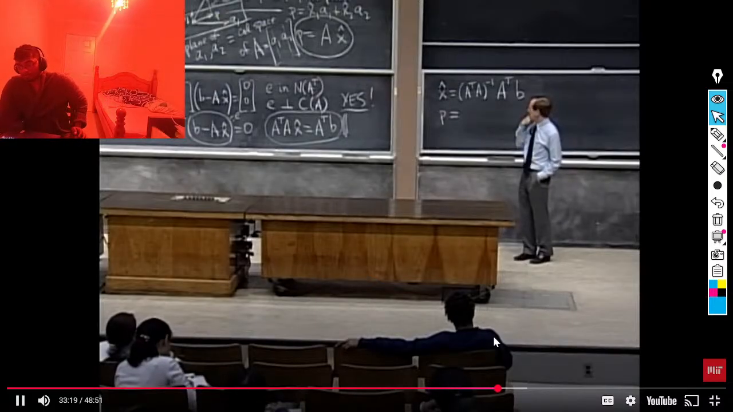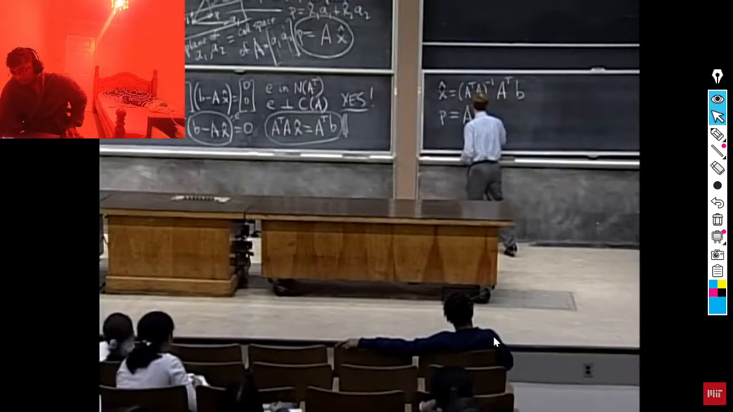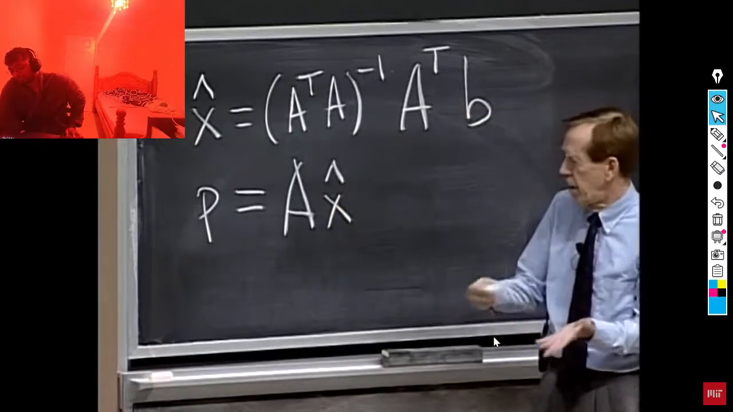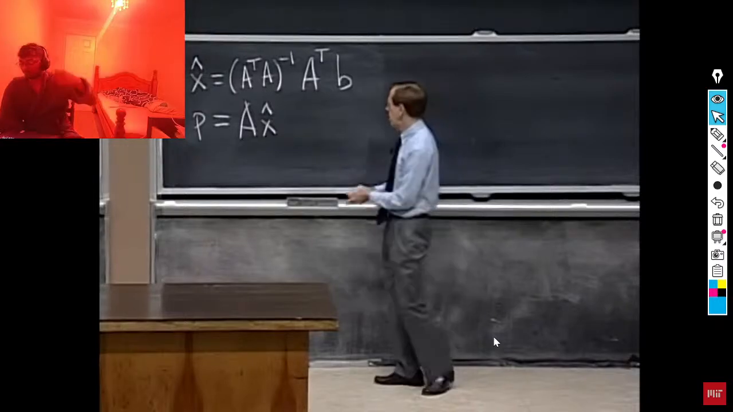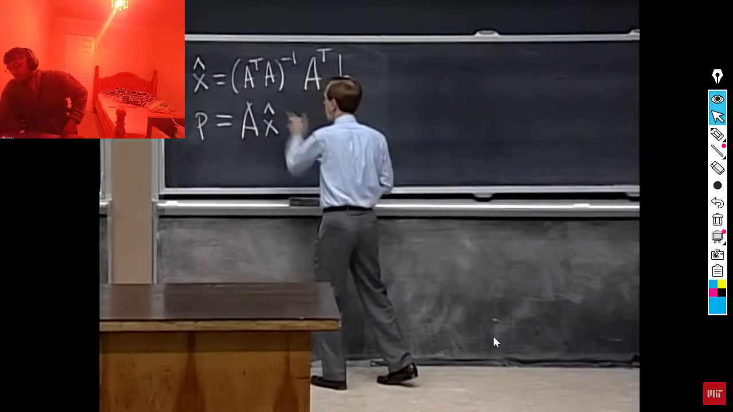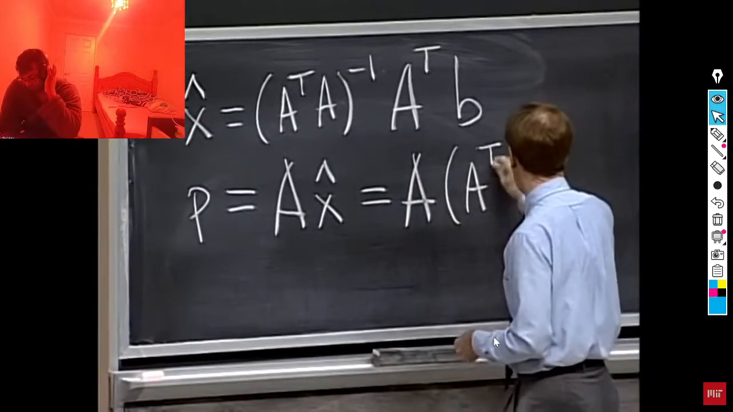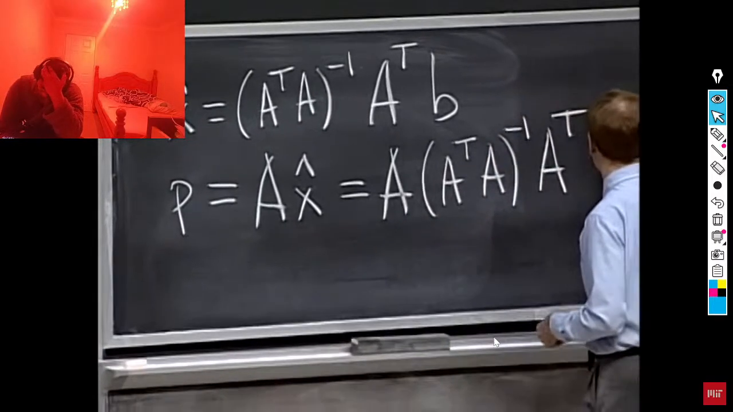That's how I got into the picture in the first place. I had to look for a combination of columns, and now I found them. It was the combination of the columns of A that gave me the projection. Okay, so now I know what x hat is. So I multiply by (A transpose A) inverse A transpose b.